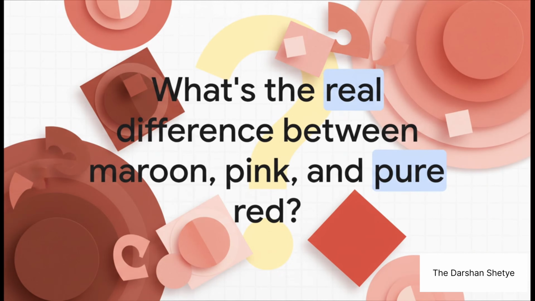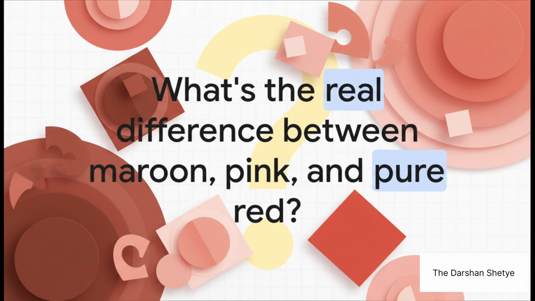I mean, think about it. What really is the difference between maroon, pink, and just red? They all come from the same family, right? But they feel totally different. One's deep and rich, one's light and soft, and the other's just bright and bold. This is the exact puzzle we're going to solve, and trust me, by the end of this, it'll all make perfect sense.